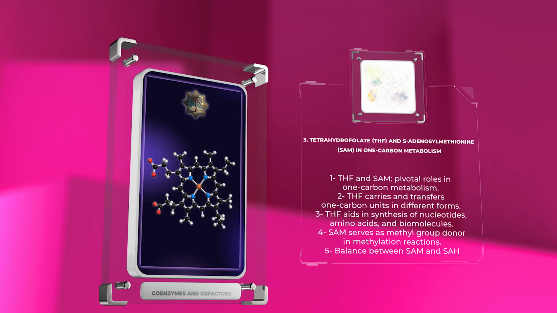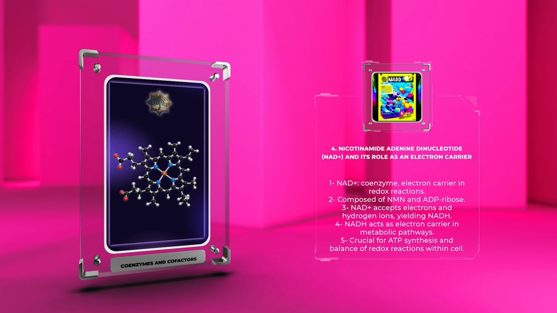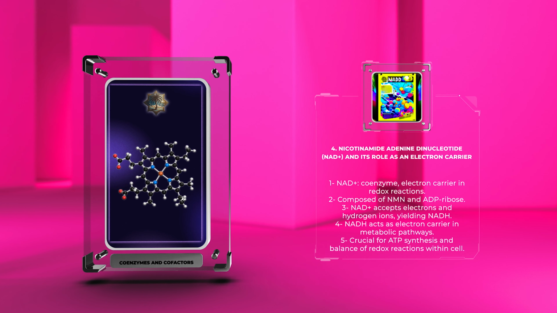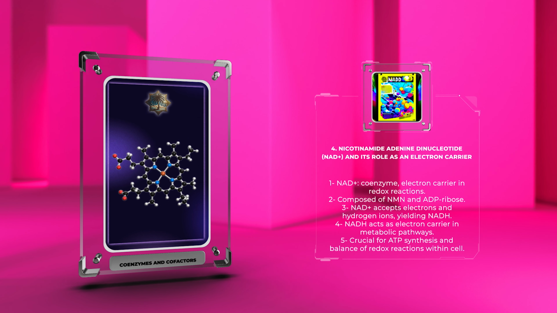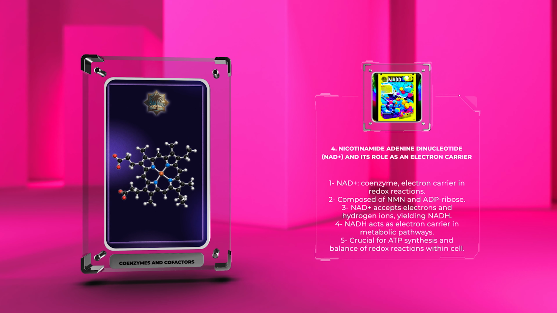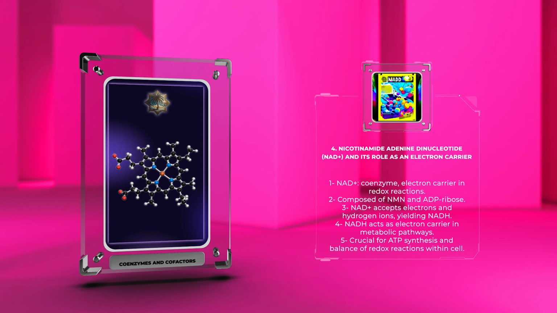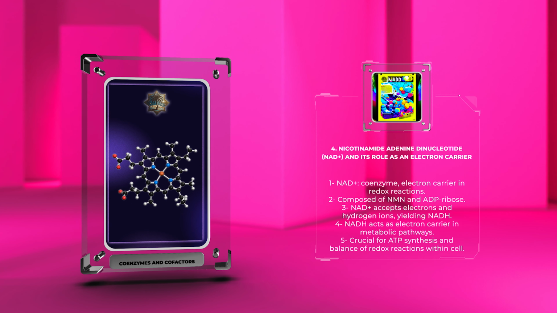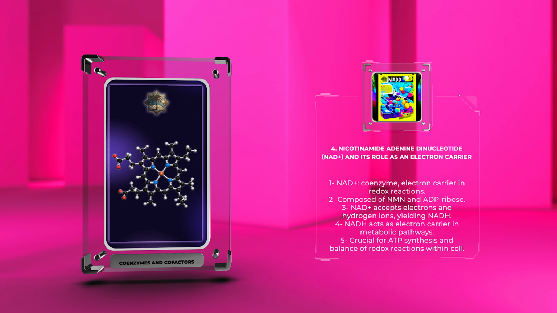Nicotinamide adenine dinucleotide, NAD+, is a coenzyme that plays a fundamental role in redox reactions as an electron carrier. It is composed of two nucleotides, namely nicotinamide mononucleotide, NMN, and adenosine diphosphate, ADP ribose. In its oxidized form, NAD+, this versatile coenzyme accepts electrons and hydrogen ions, H+, from substrate molecules, yielding its reduced form, NADH. This redox cycle enables NAD+/NADH to act as an electron carrier in various metabolic pathways, including glycolysis, the TCA cycle, and oxidative phosphorylation.